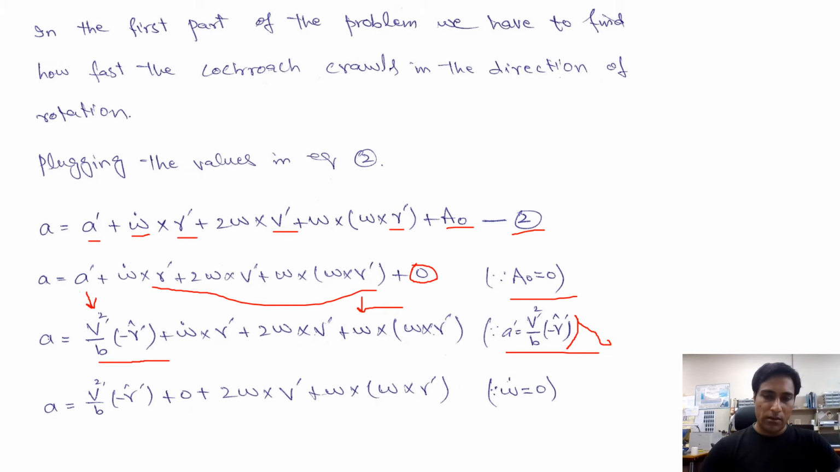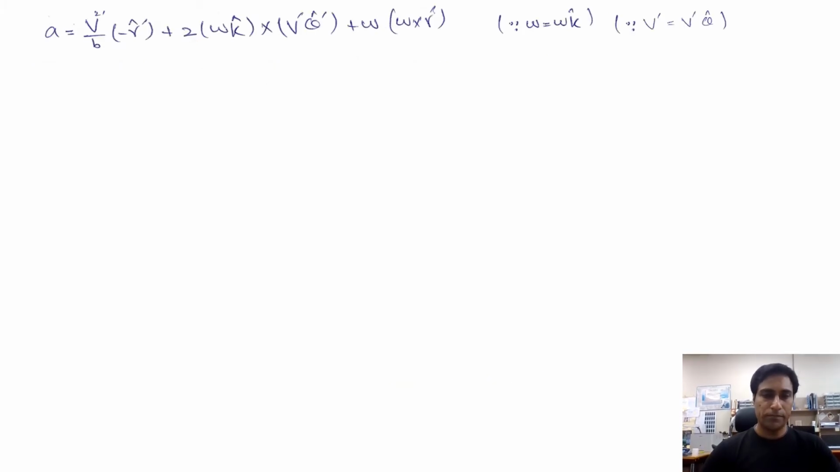And then we have calculated that the derivative of the constant angular speed is 0. So when we put this value here, this term becomes 0. Then we replace omega with omega k unit vector, and the velocity with the term v dash theta dash unit vector. Actually this is theta dash unit vector.